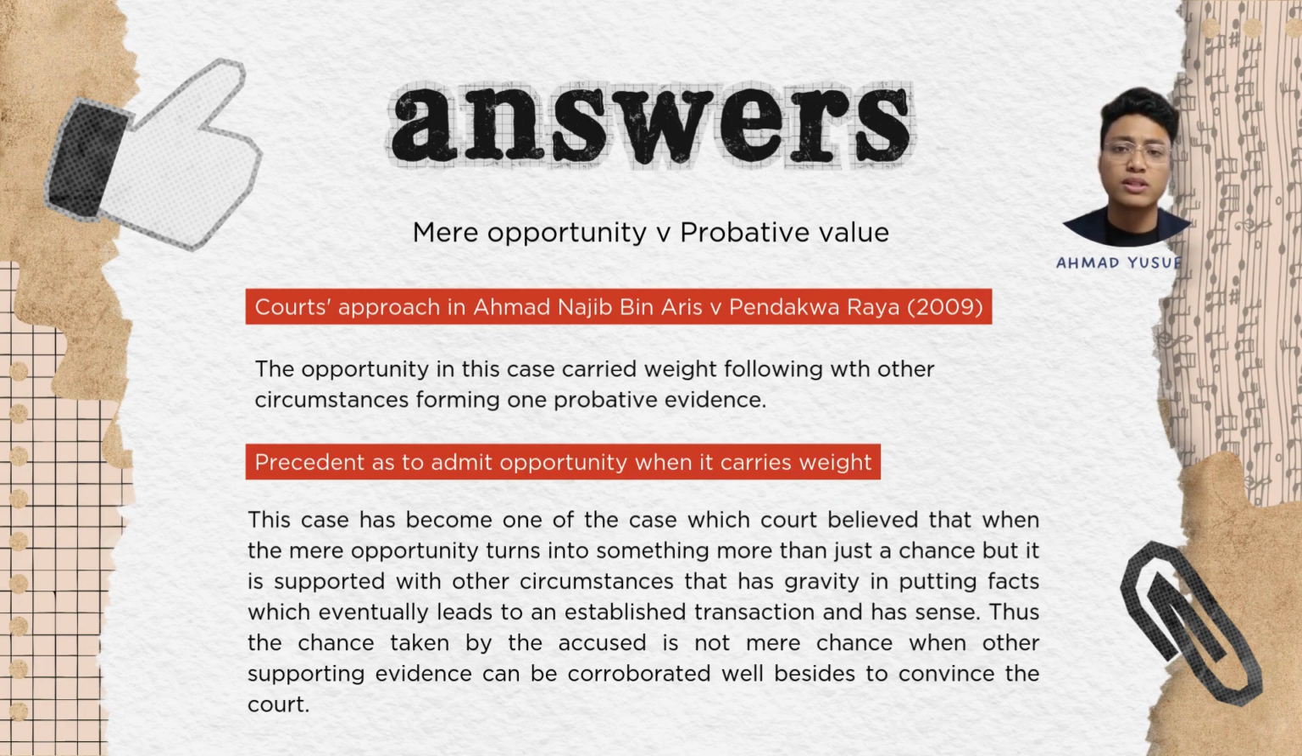Courts also accept that opportunity carries weight when combined with other incriminating circumstances. In Ahmad Najib bin Aris against PP, the accused's opportunity was reinforced by him being seen with the deceased at several locations, creating a coherent chain of facts pointing to guilt. So the opportunity plus surrounding circumstances could meet the beyond reasonable doubt standard.